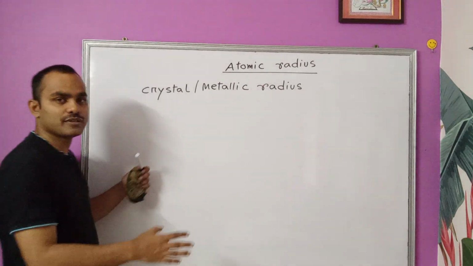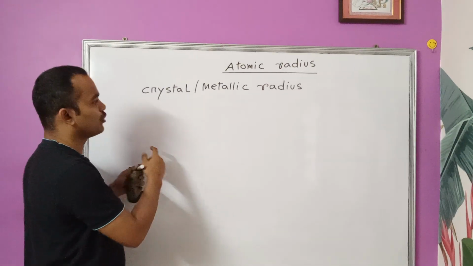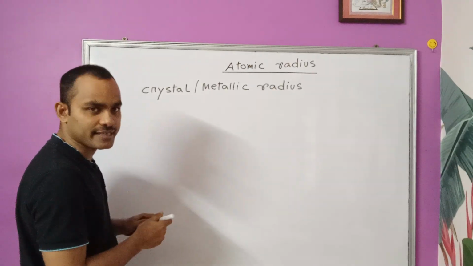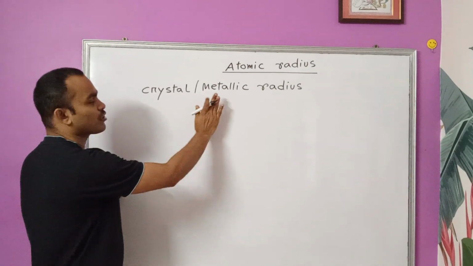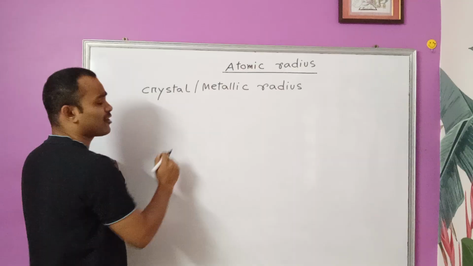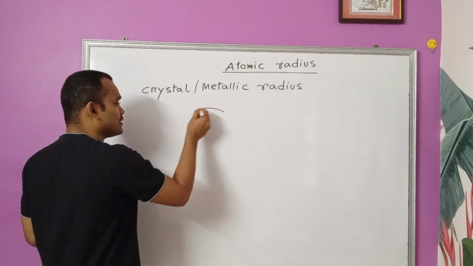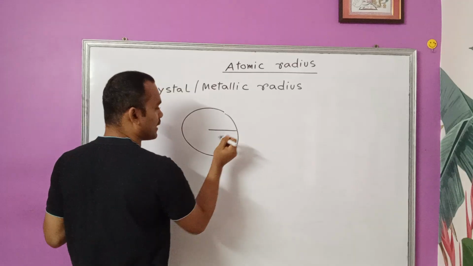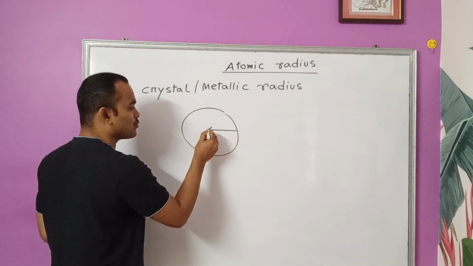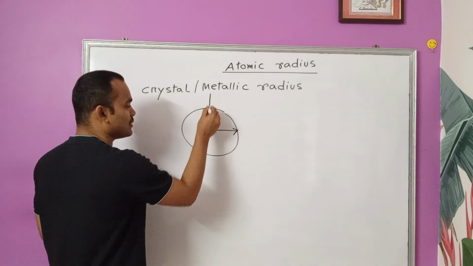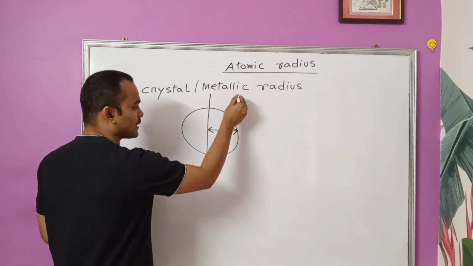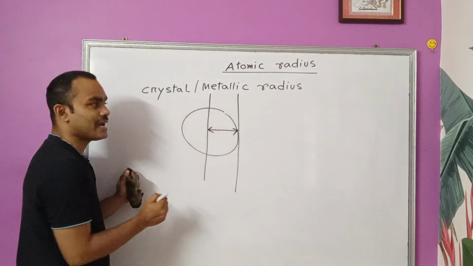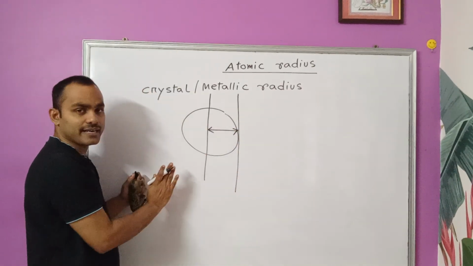Today we will learn about the atomic radius, which is also called crystal radius or metallic radius. Atomic radius means what? Suppose this is one atom. The distance from the nucleus to the outermost electron is called the atomic radius.